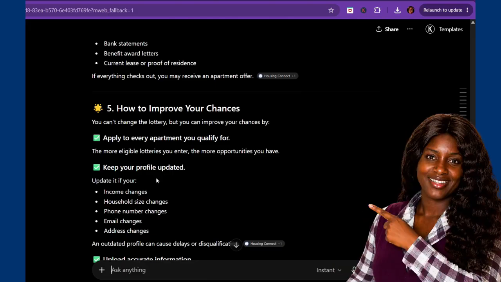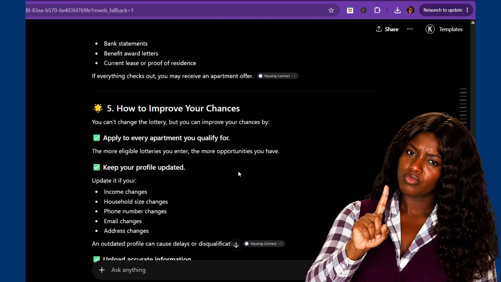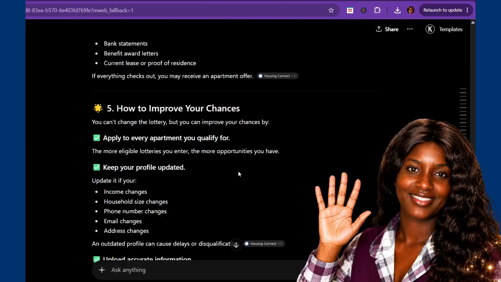So keep your profile updated. Make sure you come to the website every day if you are interested in Housing Connect. And just notice, every building is different. It's not the same. Every management doesn't run everything the same way that another management may run their apartments or their buildings. So each one is different.